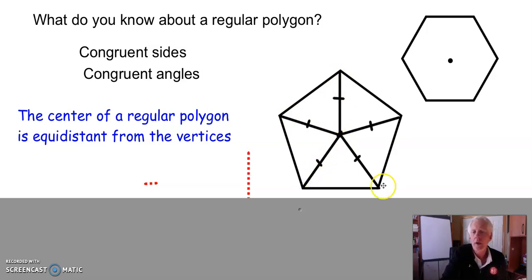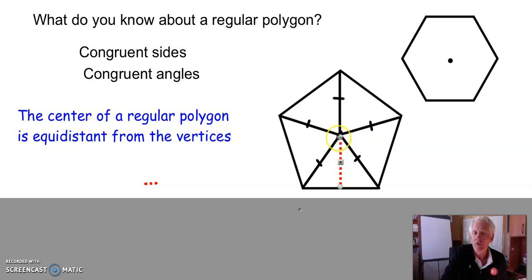As you can see in this pentagon right here, 1, 2, 3, 4, 5, there are 5 equilateral triangles. In this hexagon, there will be 6 equilateral triangles. So far so good. Now comes the new term for the week, and I'll tell you why in a second. Here's the dreaded red dotted line. It's always important.